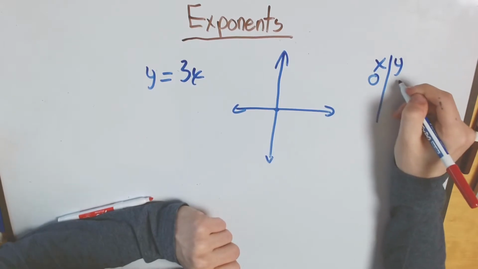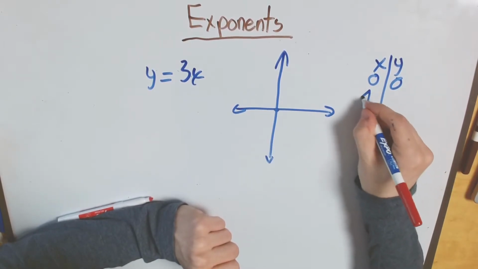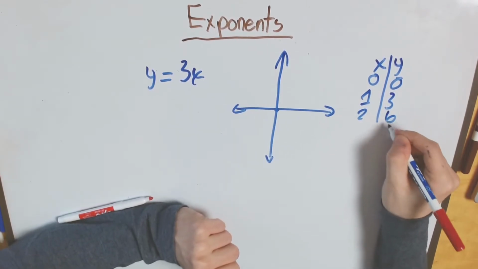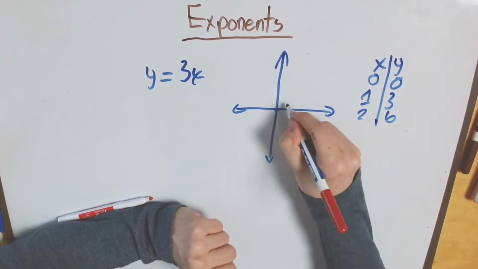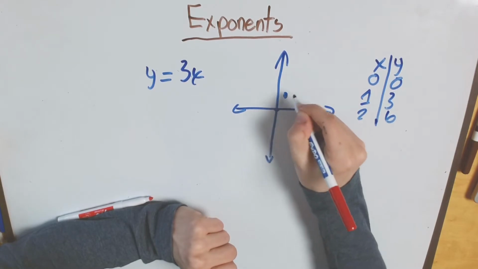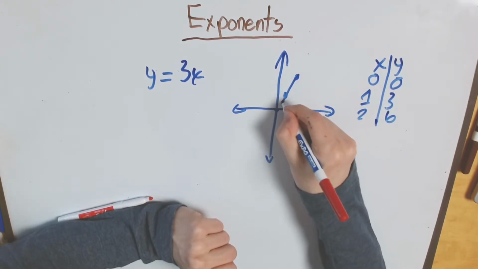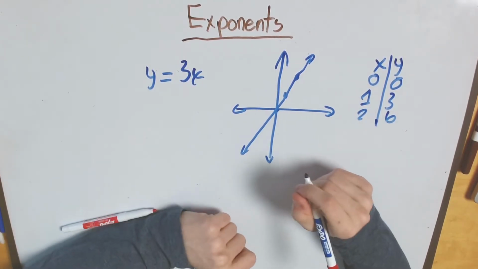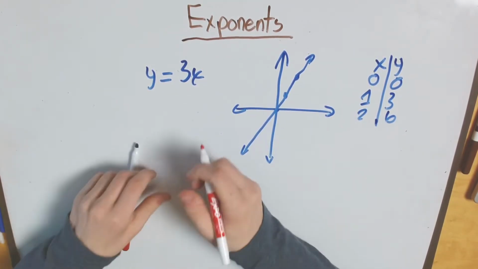At 0, it's 0. At 1, it's 3. At 2, well, that's 2 times 3, that's 6. So we can see it's increasing at a pretty high speed. Pretty steep. But what if we have something exponentially?